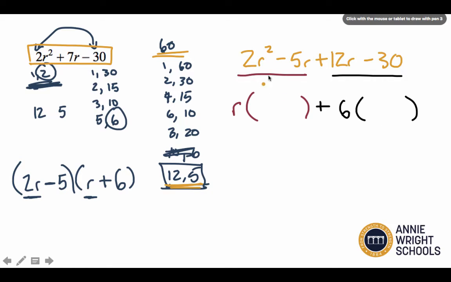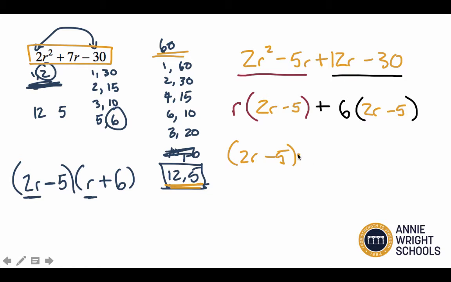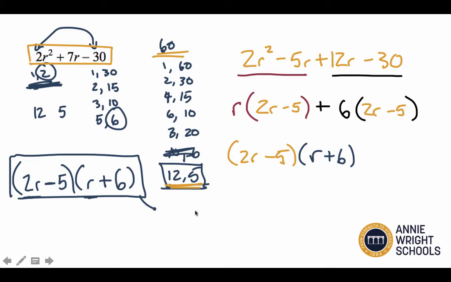When you take out the common factor of r here, you're left with 2r minus 5. When you take out the common factor of 6, you're left with 2r minus 5. Now take out the 2r minus 5, and you're left with r plus 6. And that's the exact same thing I got over here.